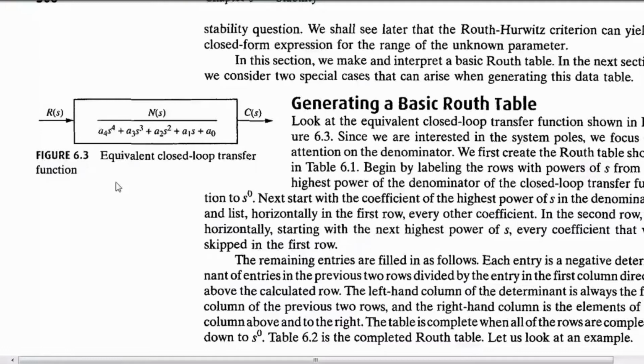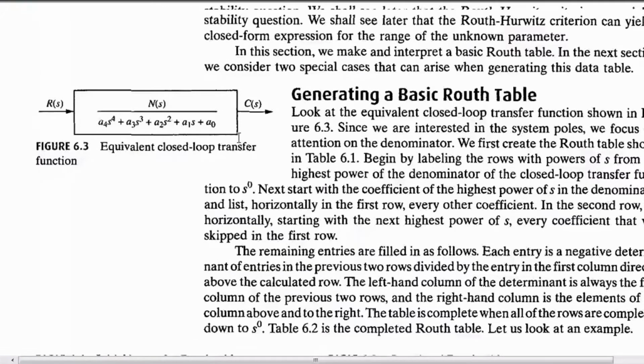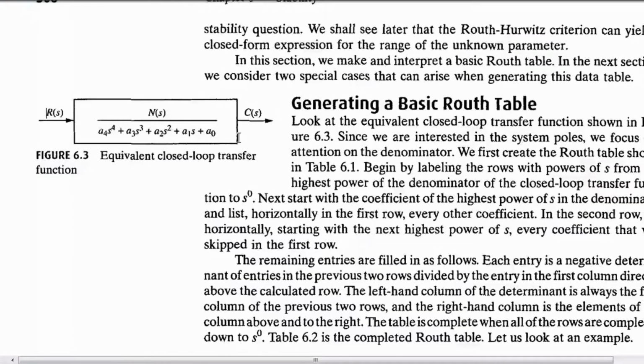We have input R of s, we have output C of s, and we have the transfer function N of s over a4 s raised to power 4 plus a3 s raised to power 3 plus a2 s raised to power 2 plus a1 s plus a0. ठीक है. So because the Routh-Hurwitz table focuses on the poles of the system, we are very interested in the denominators.